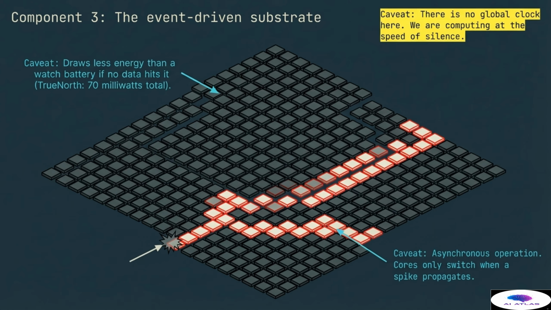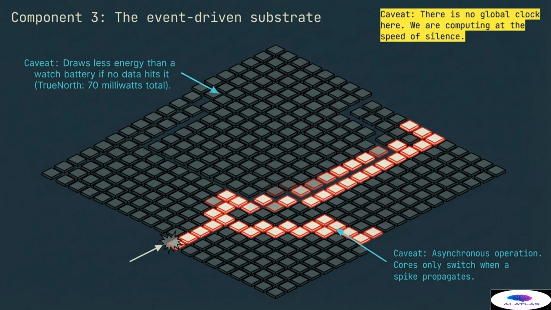For example, the TrueNorth chip draws less energy than a watch battery if no data hits it, totaling only 70 milliwatts. You can see the path of activity in the diagram, where only the red glowing squares are active, while the rest of the grid remains dark and dormant. This mirrors how our own brains work, as we do not use every neuron at every second.